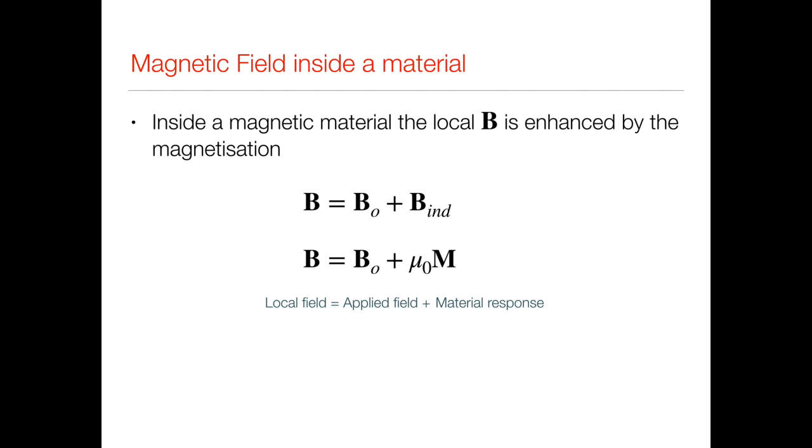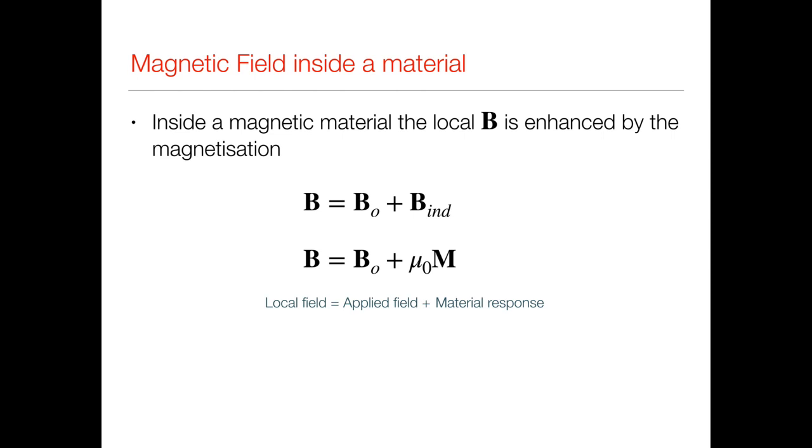However, inside the material, the local B field is going to be different, either because there's a permanent set of magnetic moments in the material, or because there's some induced magnetism in the material. So the B field at any point inside the material is B naught, the applied field, plus some induced field, and that induced field is coming from these magnetic dipoles.